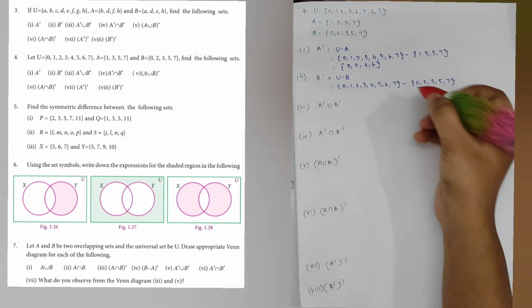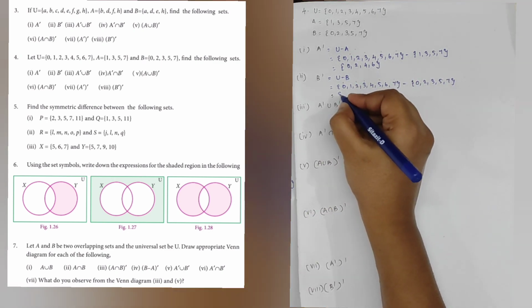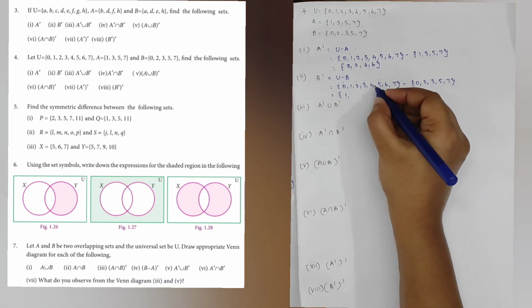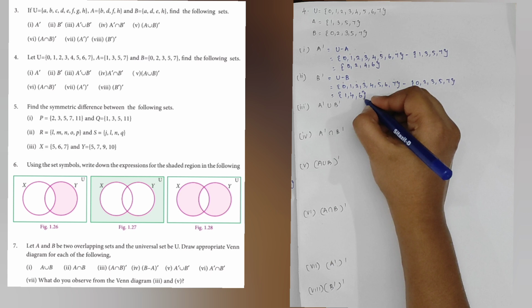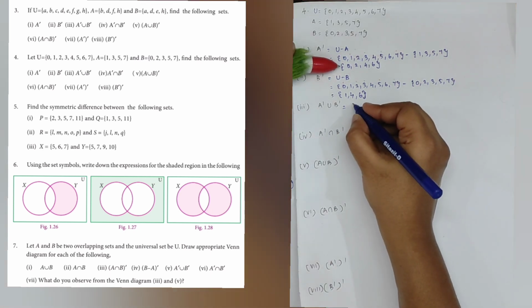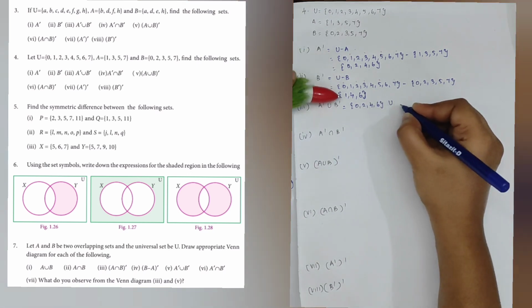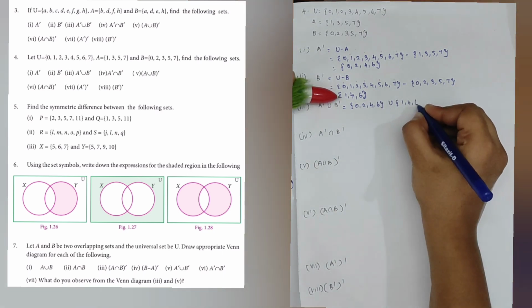Now mark the common elements 0, 2, 3, 5, 7. Now list out the uncommon elements of the first set: 1, 4, 6. Now do it for A complement union B complement. So list out the elements of A complement, 0, 2, 4, 6, union B complement, that is 1, 4, 6.